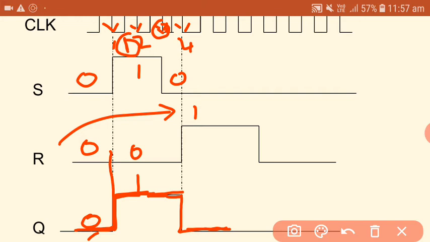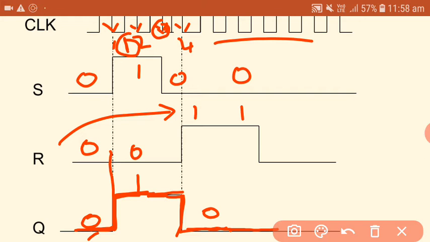So after the application of the fourth negative edge triggering clock pulse, what will happen? Before it, the inputs are S is equal to 0 and R is equal to 1. Since R is equal to 1, the output changes its state from logic 1 to logic 0. After that also, again S is equal to 0 and R is equal to 1, so Q is equal to 0 will be maintained.